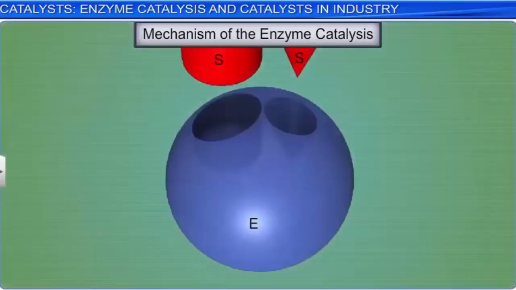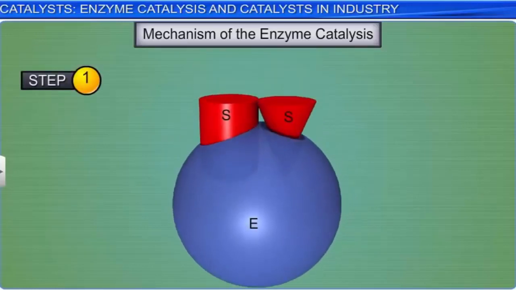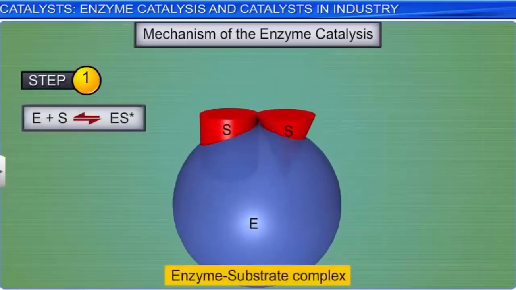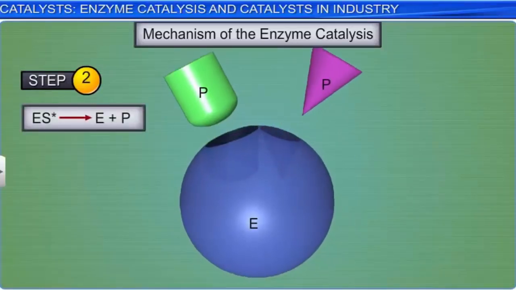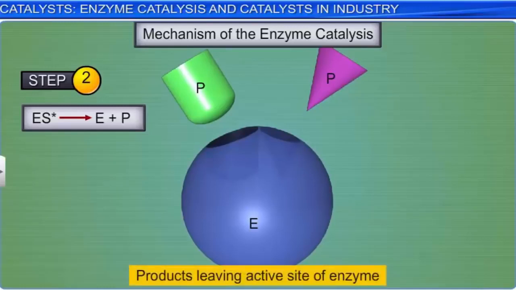Thus, an enzyme-catalyzed reaction can be illustrated in two steps. The first step involves the formation of the activated enzyme-substrate complex. The second step is the decomposition of this activated enzyme-substrate complex to form the products.